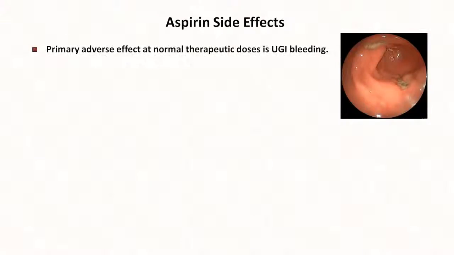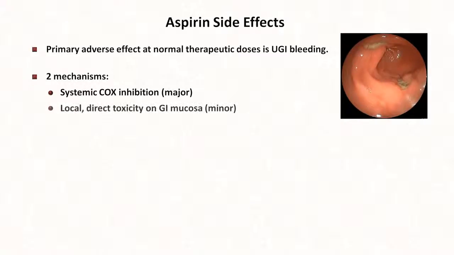So what are the side effects of aspirin? At normal therapeutic doses, including the relatively high doses for pain relief, the primary adverse effect is upper GI bleeding. There are two mechanisms of this. The major mechanism is systemic COX inhibition, which is because the healthy gastric and duodenal mucosa constitutively use COX-1 to produce its mucosal protective prostaglandins. The minor mechanism of aspirin-induced GI bleeding is local direct toxicity on the GI mucosa.